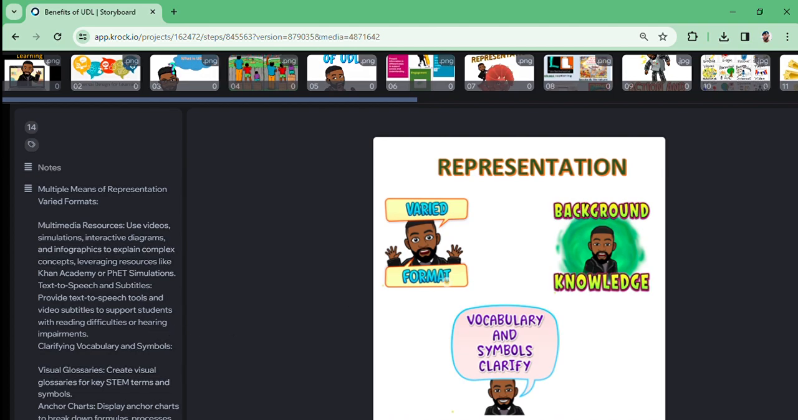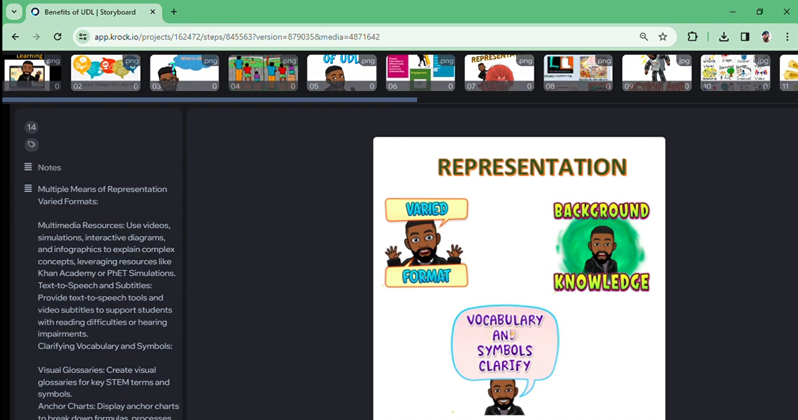As it relates to vocabulary and symbol clarification, in the sciences it is important that we clarify certain vocabulary, because the jargon used in science is often at a different level. So to cater for students who might be at different levels, we have to ensure that we include vocabulary, and we also clarify symbols.